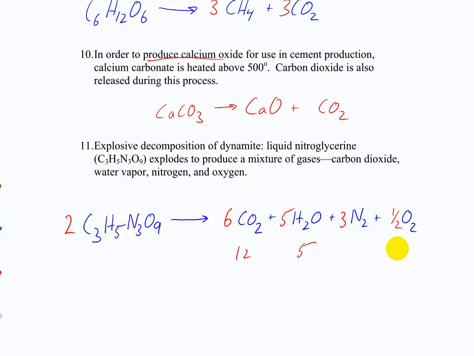Double everything again. So this becomes 4, this becomes 12, this becomes 10, 6, and there's our one oxygen. And let's check it once again. We've got 36 oxygen here, and this is going to be 24 plus 10 plus 2 is 36. So now it's balanced. Okay.